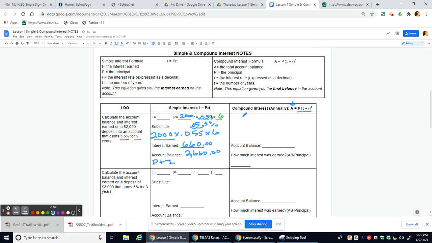So again, we would start off by substituting using our formula. So we're going to take our principal of $2,000. And remember, in the video, that we keep that $2,000, that whole, and every year we're going to add the amount of money that we've earned on interest. And we're going to leave it in the bank for 6 years.